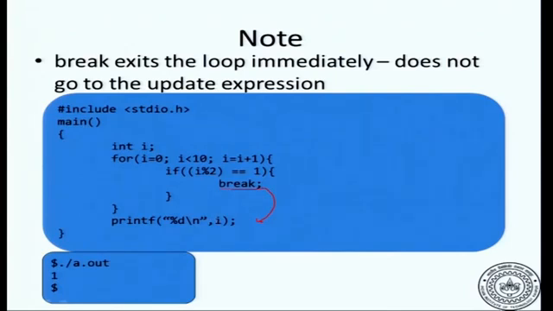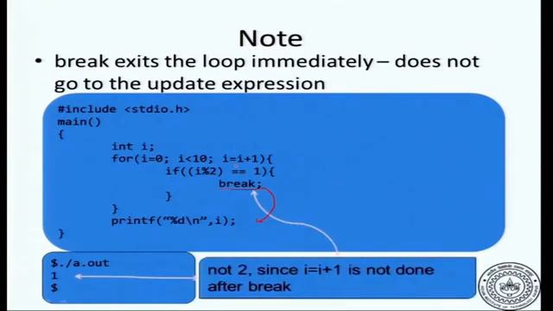In particular, I is not 2, which is what will happen if you go back and update I equal to I plus 1 before exiting out of the loop. Okay. So the important thing to notice is that it's not 2, since I equal to I plus 1 is not done when you break. When you break, you get out of the loop immediately without doing the update statement.